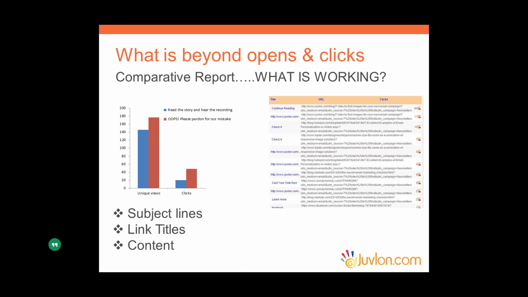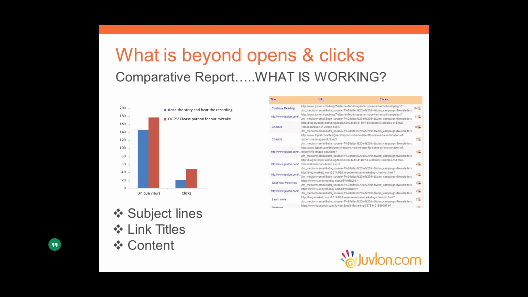Now, it so happened that by mistake, I did not change the link of the earlier one. It was a wrong URL basically that I had set. And I realized it and I did a second round after 2 days. And you can see the difference between the two subject lines. First was "read the story and hear the recording", and the second was "oops, please pardon our mistake". And you can obviously see the unique views and the clicks that I have received. So you can see what kind of subject lines are appealing to your audience, what exactly is going to make a big difference to your opens and clicks.